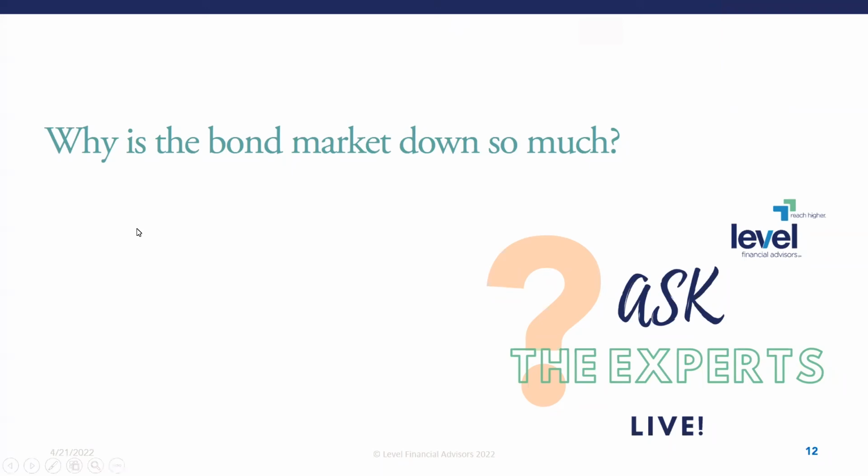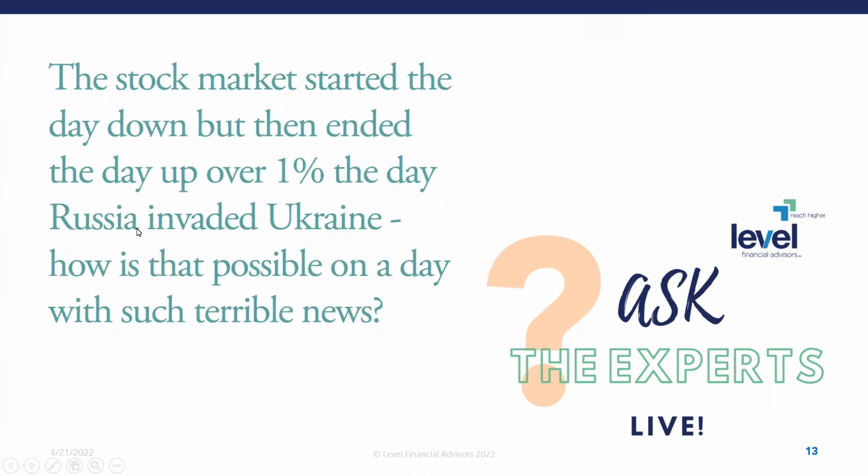All right. Our next question. The stock market started the day down, but then ended the day up over 1% the day that Russia invaded Ukraine. How is that possible on a day with such terrible news?